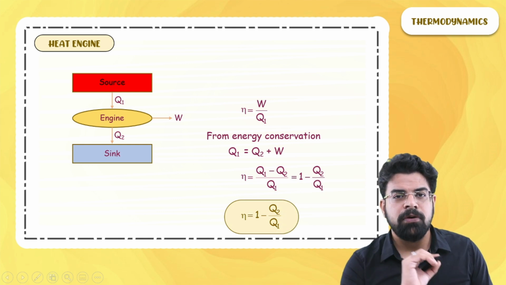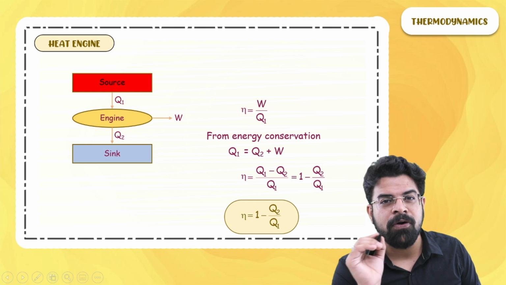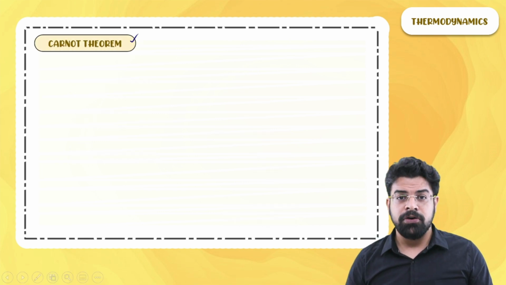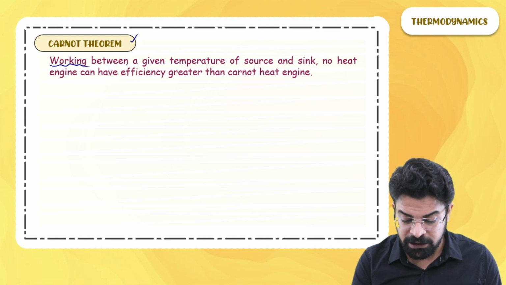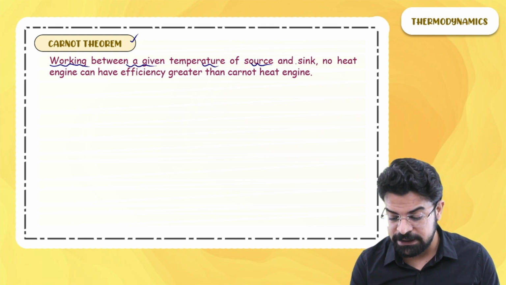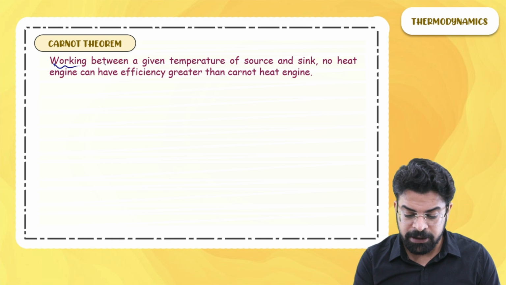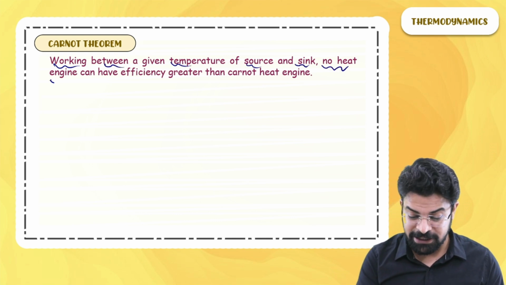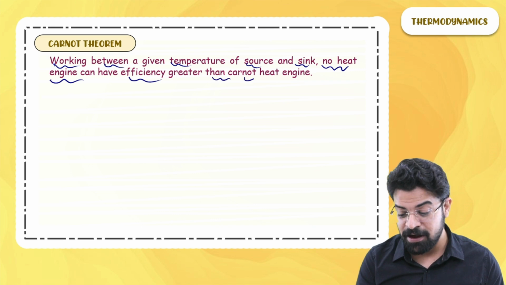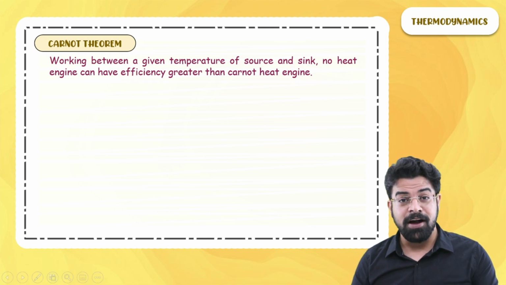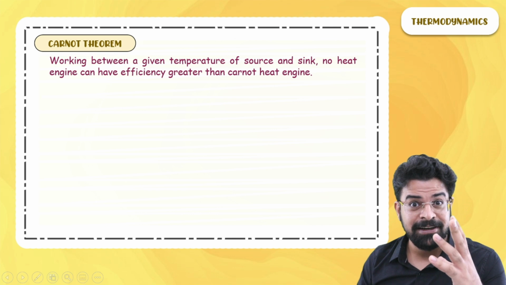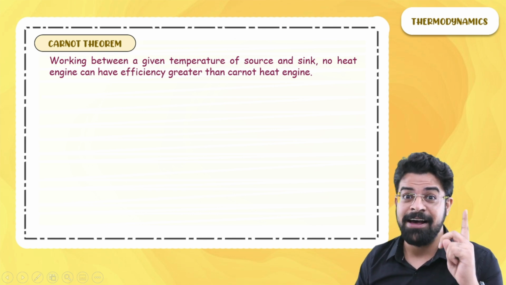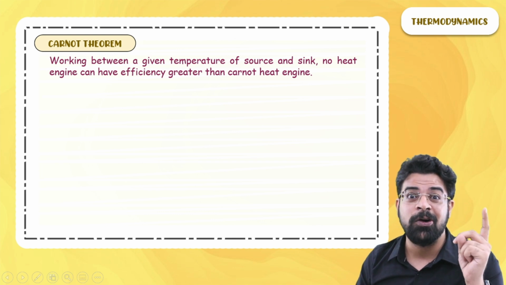Now we will talk about the most awesome theorem, called Carnot's theorem. So what is Carnot's theorem? Carnot's theorem says that working between a given temperature of source and sink, once more, working between a given temperature of source and sink, no heat engine can have efficiency greater than a Carnot heat engine. So Carnot gave a heat engine, and then he gave a theorem stating that no heat engine can have a higher efficiency than the Carnot heat engine.